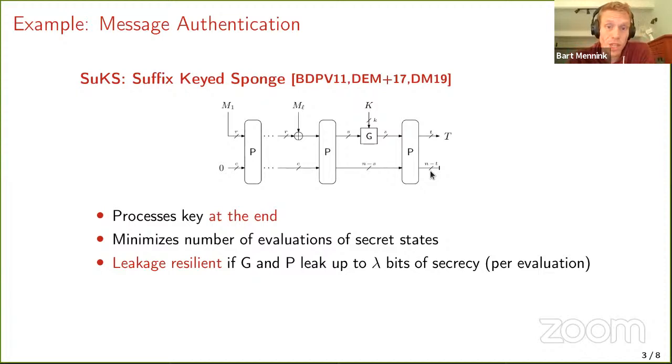And in fact, we proved that the leakage resilience of the scheme is guaranteed if G and P are leak-resilient up to, say, lambda bits of leakage. And typically, it suffices to have leakage resilience against simple power analysis. But if you think about such a MAC scheme, it's proven leakage resilient, but how does it verify the tags?